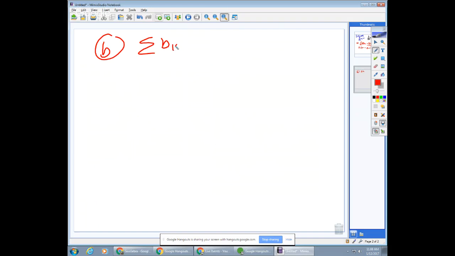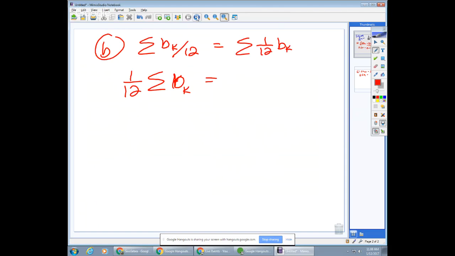What if we divided each b sub k by 12 on the inside? Well, division's no different than multiplication. I could say this is really just the sum of 1/12 of each b sub k, and I can pull that 1/12 out. The b's added up to 12, is my recollection. Yep. So then this must be 1/12 times 12, or 1. So this is just properties of sums.